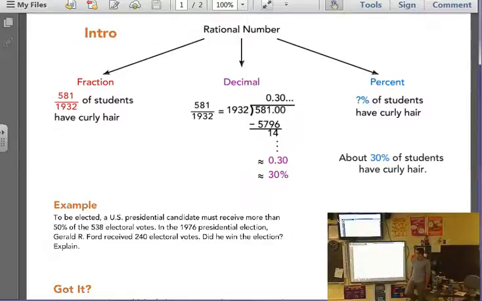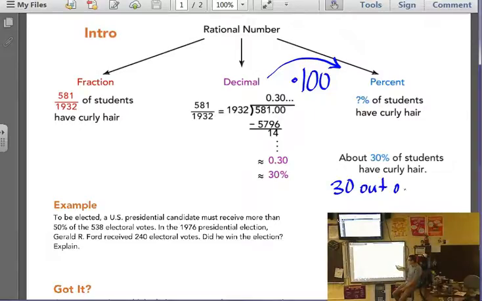once they did their division, because to go from decimal to percent, and you might want to write this here, all we do is multiply by 100. And this means 30 out of 100, that's what your percent means, out of 100 have curly hair. Because we rounded, we are approximate, but we're pretty darn close. When you round to the nearest percent, that's pretty close.